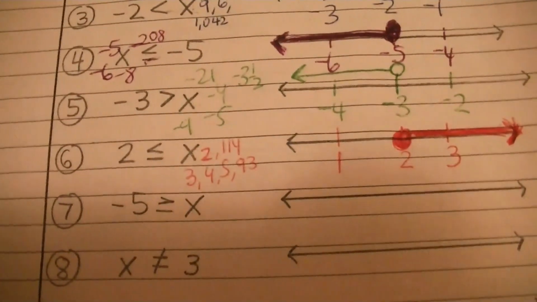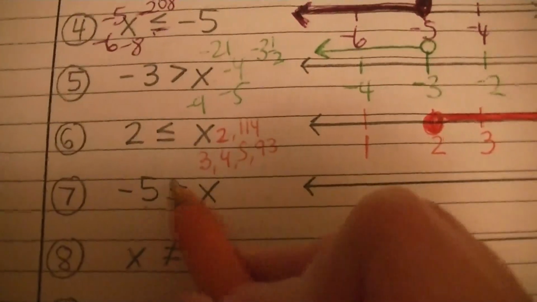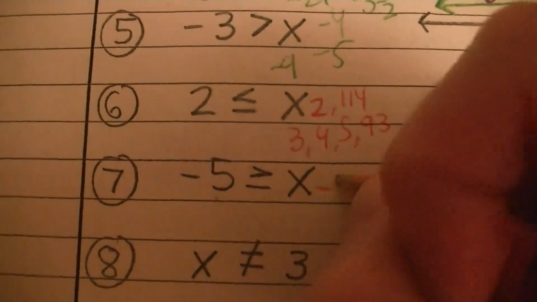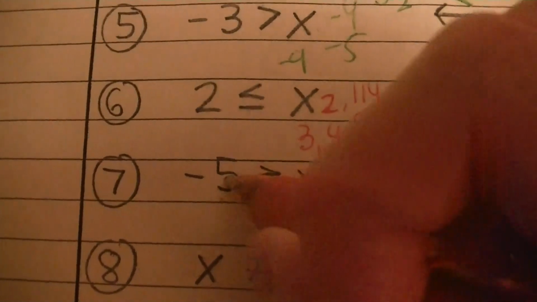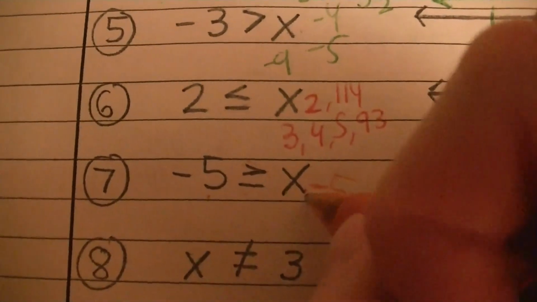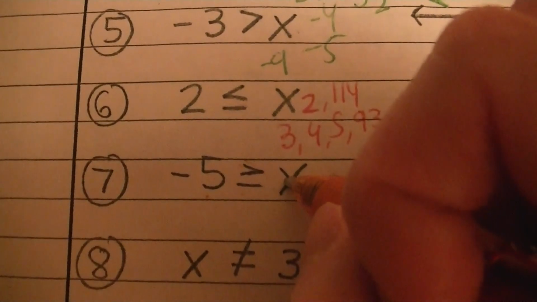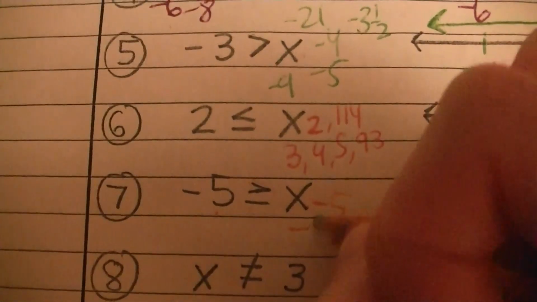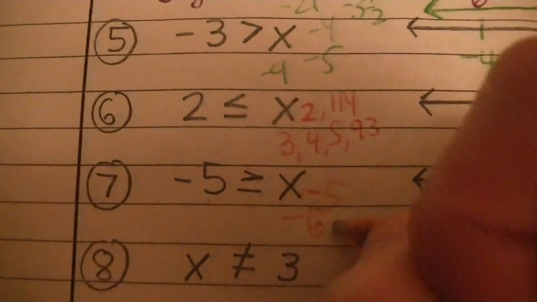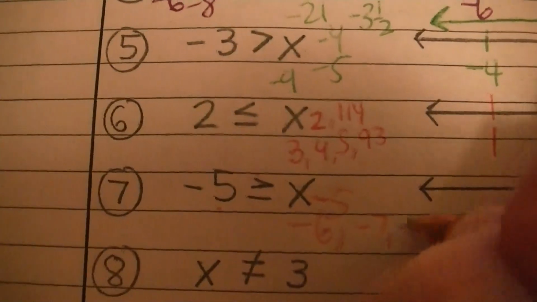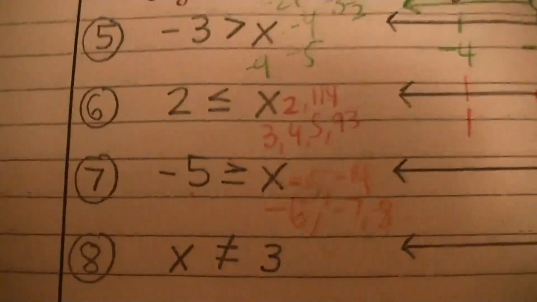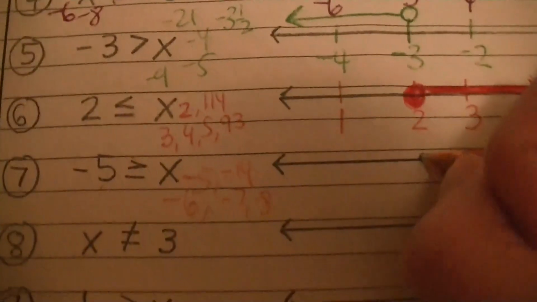All right, next one is number 7. It says -5 is greater than or equal to x. So x could totally equal -5. All right, okay, so -5 is bigger or equal to that. So possible values that x could possibly be are any numbers smaller than -5, and -5 is also included in there. -7, -8, -14. Okay, those are just a couple. You want to write those down to help you with your number line.